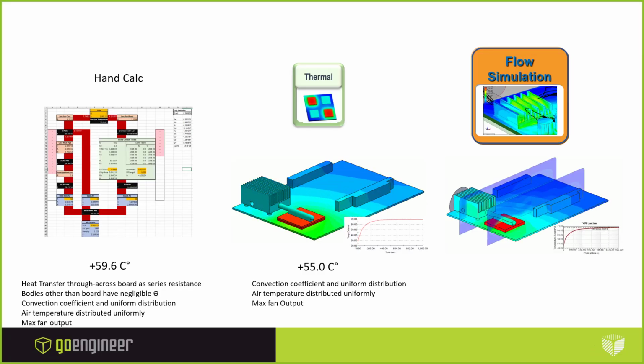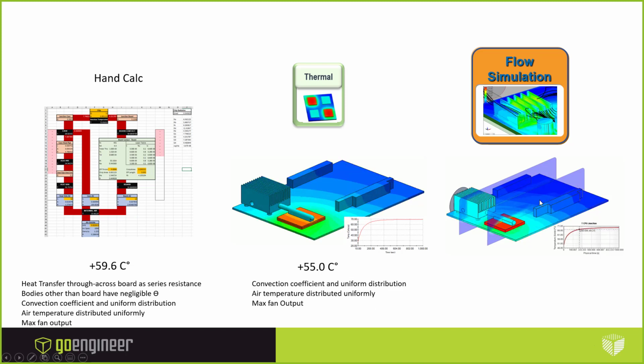Let me go back to our PowerPoint. So here we see our thermal analysis came up with a close answer to my hand calculation. It should be better, but we still had to make a few assumptions. We had to assume the convection coefficient still. We had to assume the air temperature is distributed uniformly. We're not really accounting for the airflow around this board, we're just using a convection coefficient to describe it. And I'm also still assuming the max fan output, which is giving me that 23 point whatever degrees Celsius inside the chamber instead of the outside ambient of 20.